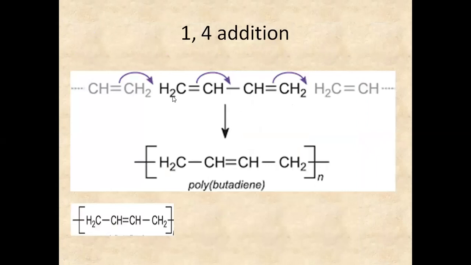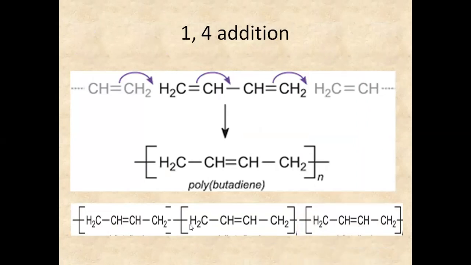Next is 1,4 addition. Here, 1,3 butadiene undergoes polymerization, and we get polybutadiene. This double bond is an active site, and this double bond is another active site. When it breaks, the first carbon is active. Then this forms a double bond here, and the fourth carbon is active. The next monomer adds at the first and fourth positions, and like this at the first and fourth positions. That way we get a polymer, and that type of addition polymerization is known as 1,4 addition.